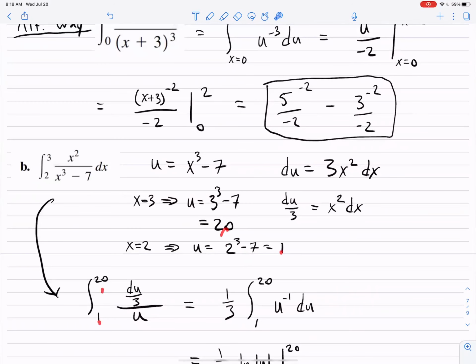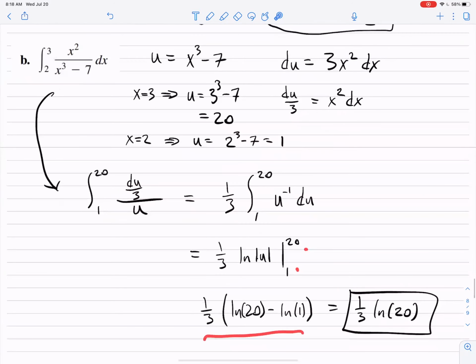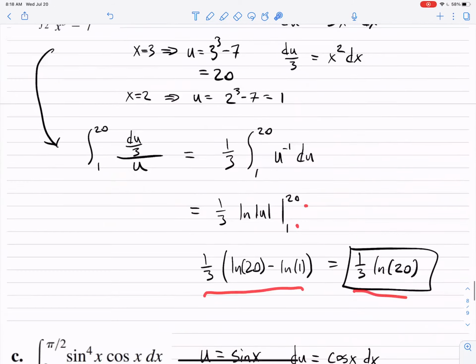And so it's 1 to 20. U goes on the bottom, and du over 3 goes on top. So the 1/3 comes out, and we just get u to the minus 1 du. And so it becomes 1/3 ln of the absolute value of u from 1 to 20. Then you just plug it in, and it's 1/3 ln of 20. Nothing too crazy.